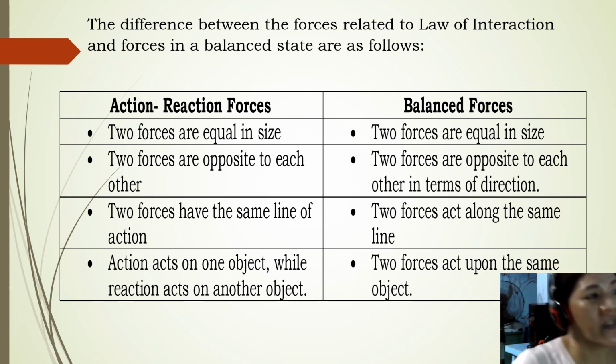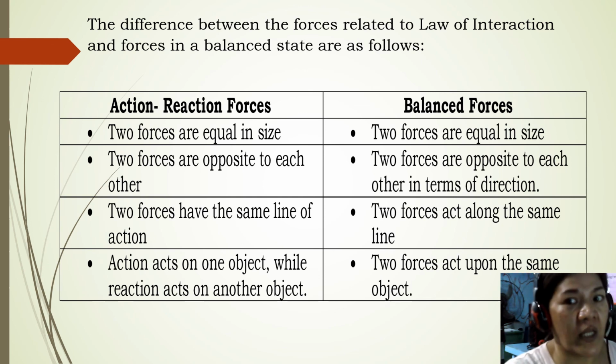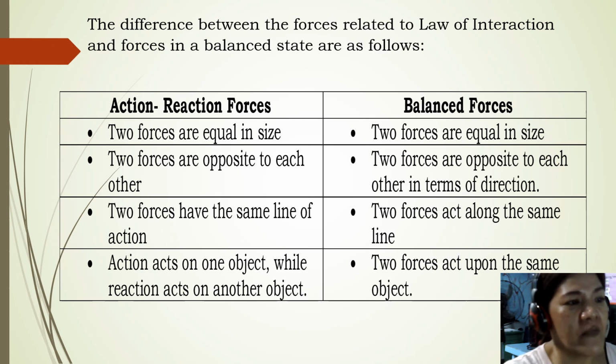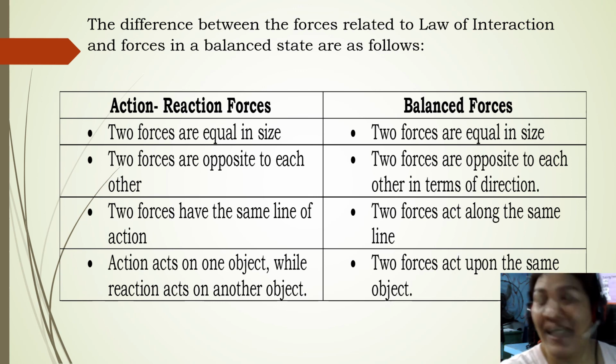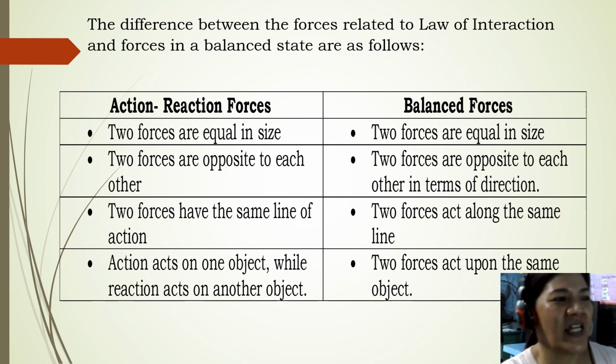Okay, so the differences between the forces related to the law of interaction and forces in a balanced state are as follows. For action-reaction forces, the forces are equal in size, and in balanced forces, the two forces are equal in size. Then for action-reaction, the two forces are opposite to each other in direction, and the same is true under balanced forces. Then in balanced forces, the two forces have the same line of action, while in action-reaction, the action acts on one object while the reaction acts on another object.